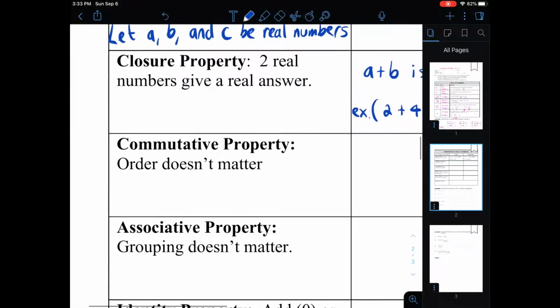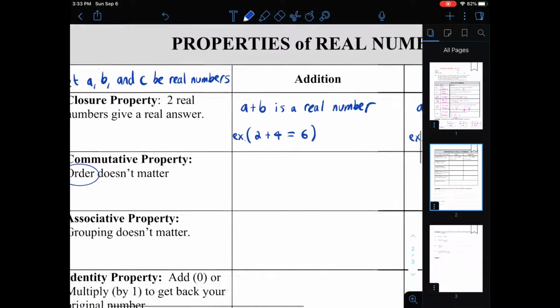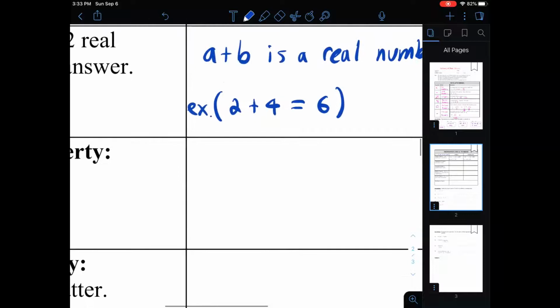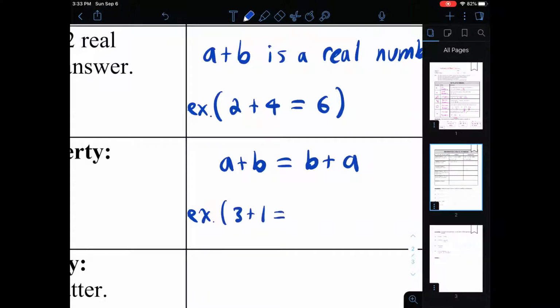Commutative property. What I want you to highlight or circle under commutative property is order. Order doesn't matter. Okay? So for example, if we do A plus B, that's going to equal the same thing as what? What do you guys think? B plus A. And our example for this one is if we do 3 plus 1, that's going to equal 1 plus 3, which also equals 4. So both things equal 4 when you add them that way.